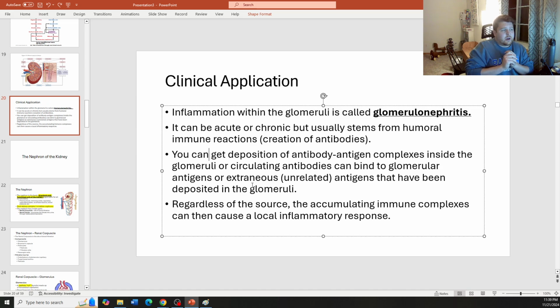Or as well, circulating antibodies can actually bind to glomerular antigens themselves, which is more of an autoimmune type situation, or any other unrelated or extraneous antigens that may have also been stuck in the glomeruli for whatever reason. Essentially, the accumulation of these immune complexes then causes a local inflammatory response that we call glomerulonephritis. Depending on whether it's due to some type of allergen, or if it's actually due to more like an infection, you'll see different things coming through the urine and the filtrate, which you will learn a lot more about in future courses, especially in your systems pathology course, as well as the lab diagnostic courses. You'll cover a lot of that stuff.